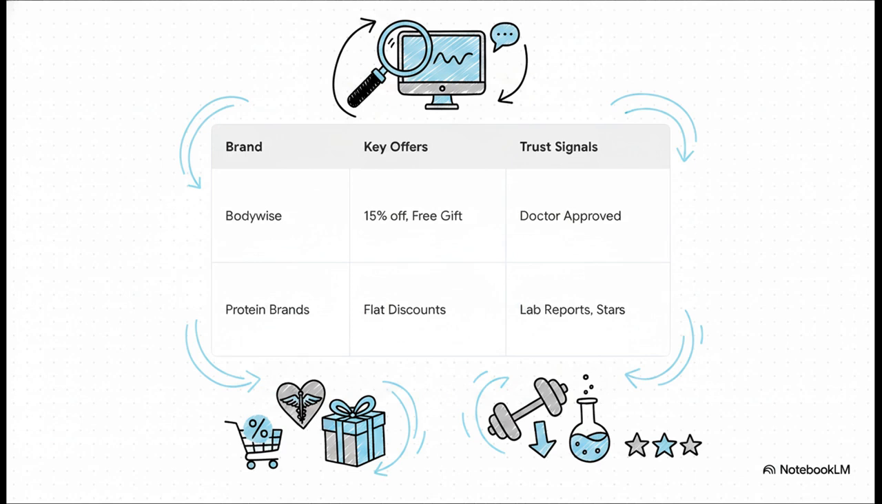Literally within seconds, it'll tell you that a brand like BodyWise is running a 15% off code with a free gift, and they're heavily leaning on doctor-approved trust signals. Meanwhile, top protein brands might be using flat discounts alongside lab reports. You instantly have the exact messaging angles that are already working in your niche.